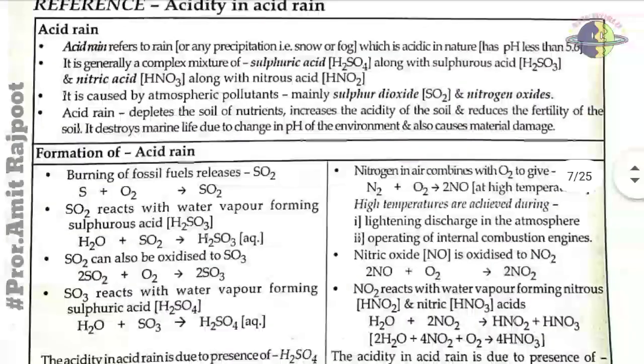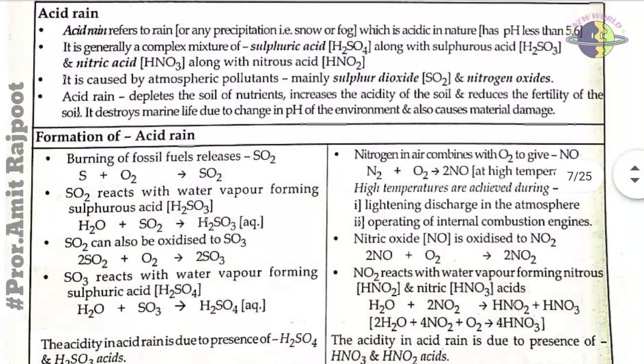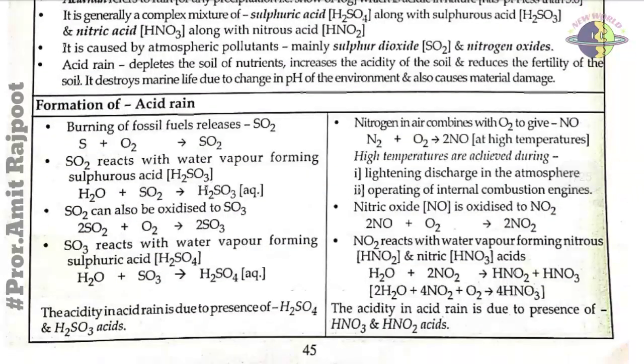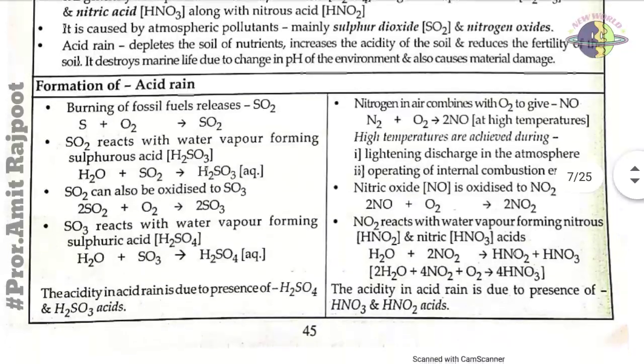Now formation of acid rain, how does it form? When sulfur burns, smoke is released in the air in the form of SO2. That SO2 will react with water in the air and form H2SO3, and SO2 can also be oxidized to SO3. SO3 reacts with water vapor and forms H2SO4. So it becomes an acid there. This is called acid rain. There are other similar examples you can read over there.